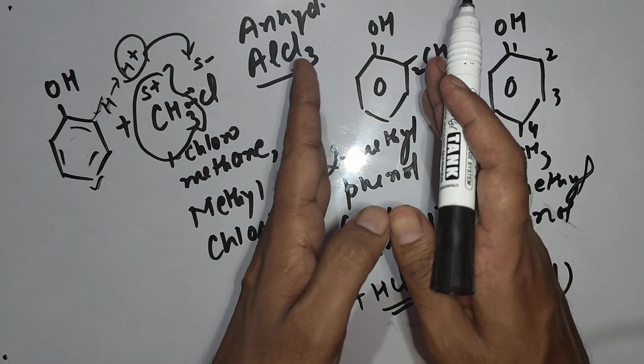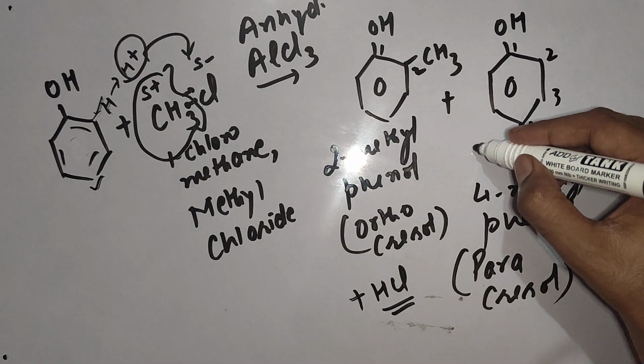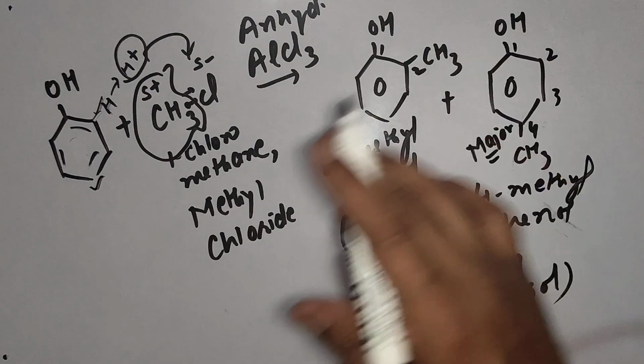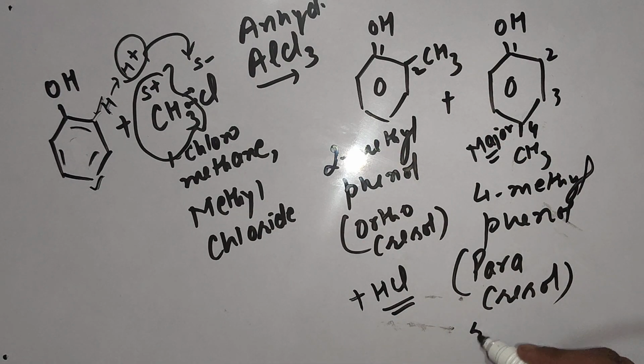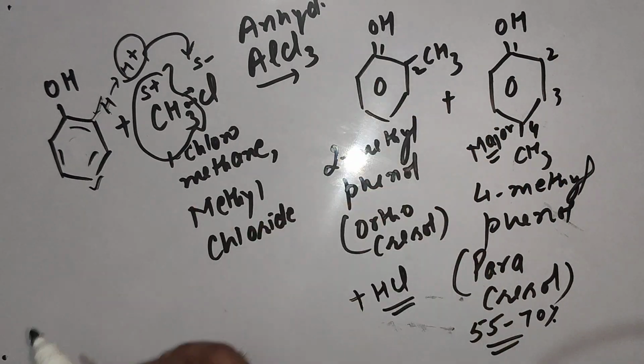Now out of this ortho product and para product, which will be the major product? The para product will be the major product. In percentage, if I talk, it can be generated 55 to 70%. And the rest will be the ortho product.